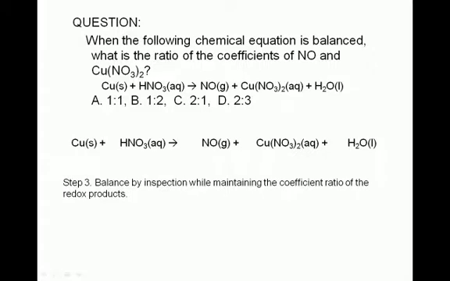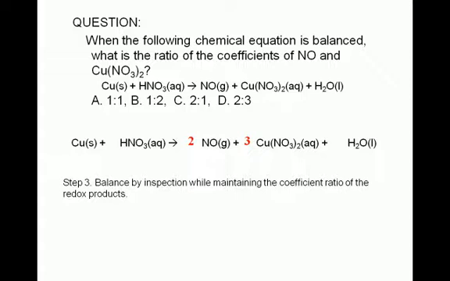Now that we have established the ratio of nitric oxide to copper nitrate, we can easily balance the equation by inspection. We have established the nitric oxide to copper nitrate ratio is 2 to 3. So if we put a coefficient of 2 for NO, we must put a coefficient of 3 for copper nitrate. Note that we don't have to use 2 and 3. We can use any multiple of 2 and 3. We can multiply both by 2 and use 4 and 6. Or we can multiply both by 3 and use 6 and 9.